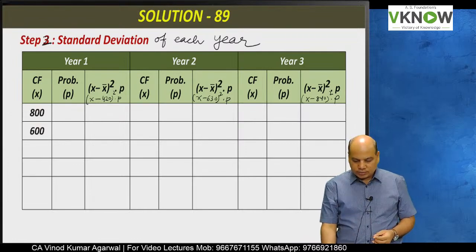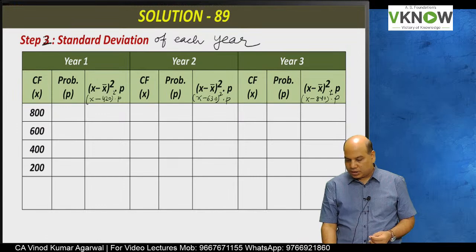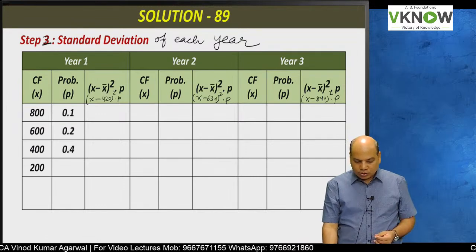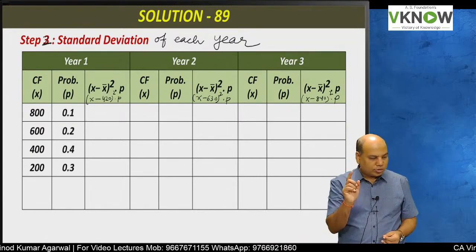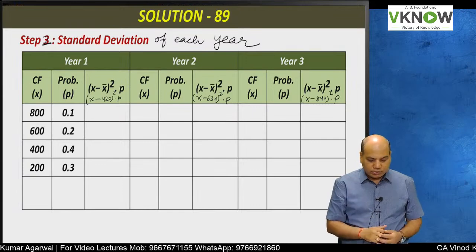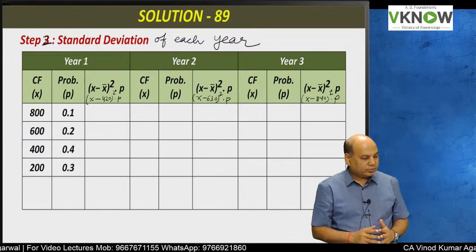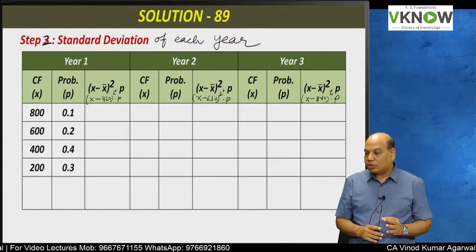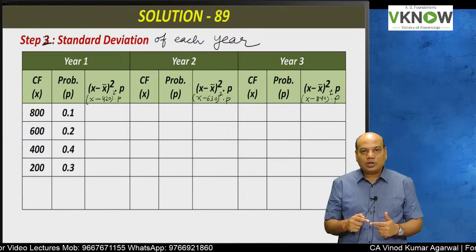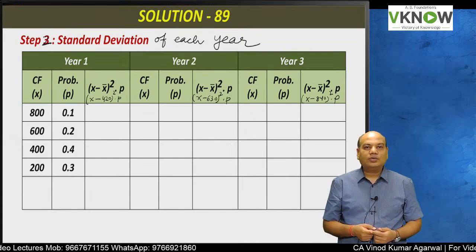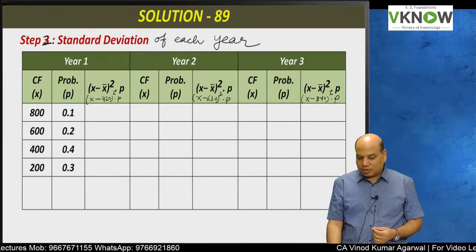Okay, now start. Students have drawn the format. First two columns, copy from the question book for year 1. Now start calculation. 800 minus 420 into equal to, into 0.1 again equal to, and memory plus.